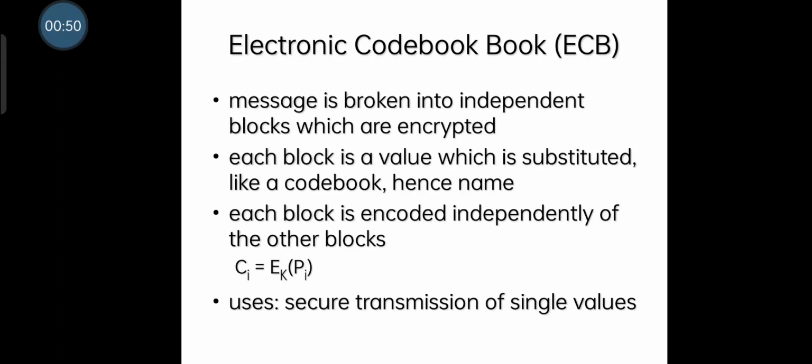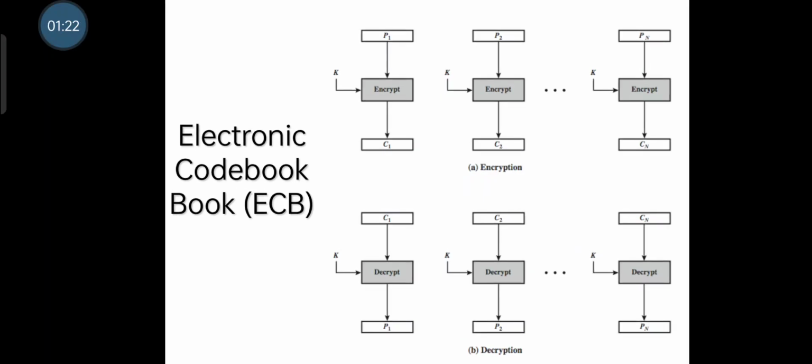The first one, which is a very important mode, is called the electronic code book mode, ECB. Here the message is broken into independent blocks. Each block is a value substituted like a code book, and each block is encoded independently of the other blocks. So it is used only for a single value. This is the formula: in this way we do the encryption, that is ciphertext C of i is equal to E suffix k of Pi.